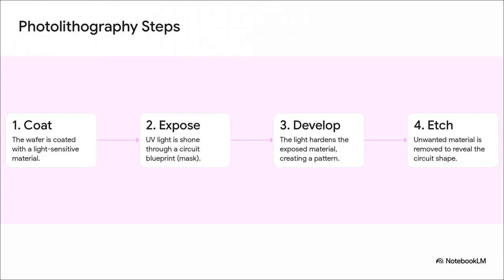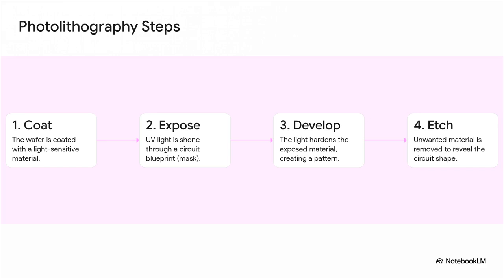Well, it breaks down into 4 main steps. First, you coat the wafer with that light-sensitive chemical. Second, you expose it. You place a mask, which is basically a stencil of the circuit, over the wafer and blast it with powerful UV light. Third, you develop it.